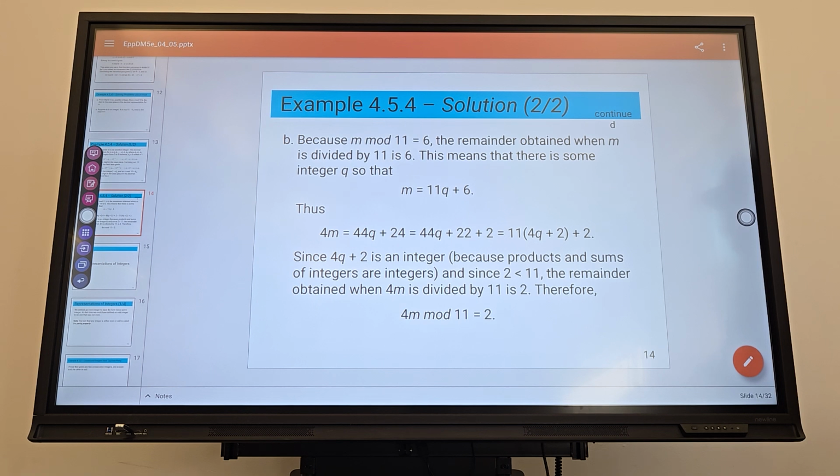Thus, 4m equals 44q plus 24, which equals 44q plus 22 plus 2, which equals 11 times (4q plus 2) plus 2. Since 4q plus 2 is an integer, because products and sums of integers are integers, and since 0 is less than 2 is less than 11, the remainder obtained when 4m is divided by 11 is 2.